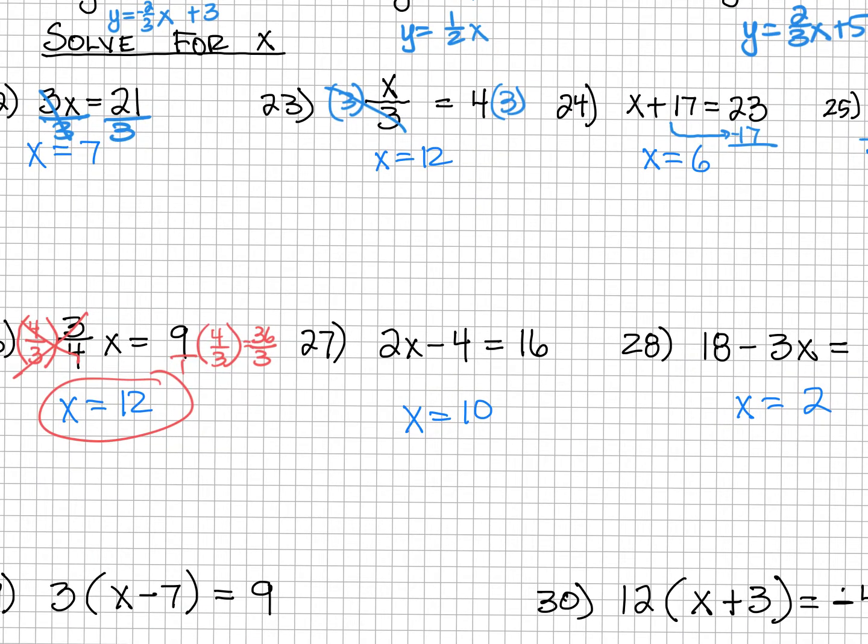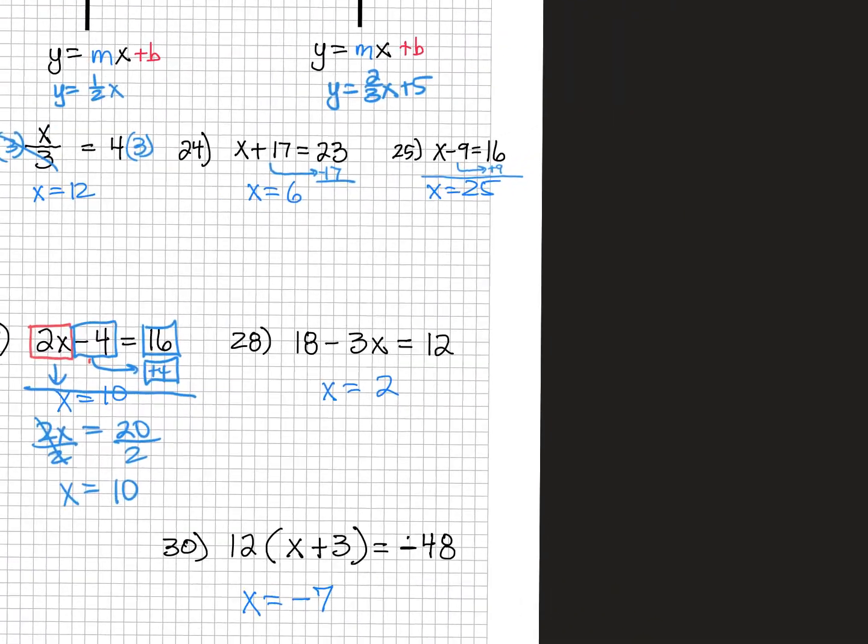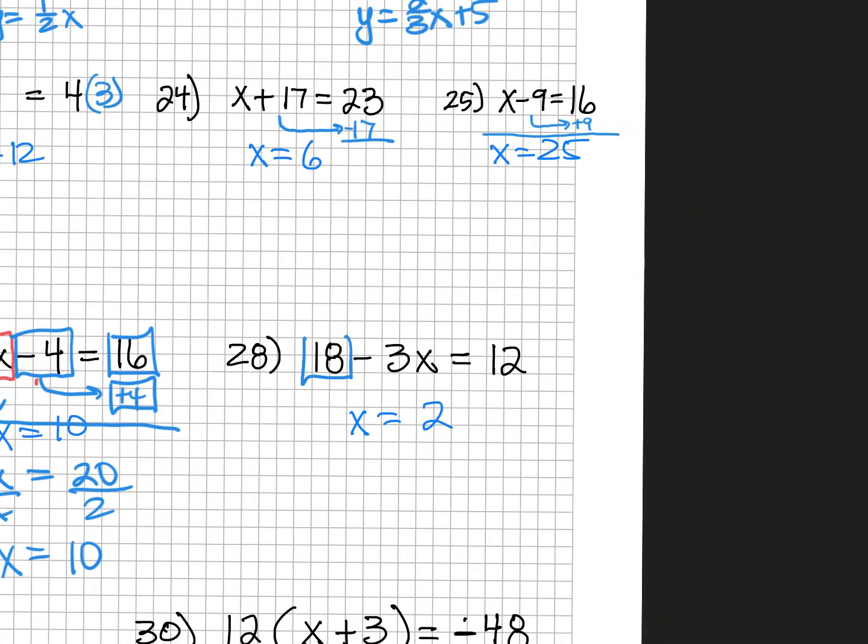All right, this one, if you wanted to make teams, that's cool. There's an x team. There's a number team, a constant team. We're going to move this over here and make it positive 4. So I'm going to write over this. The 2x comes down. We get 2x equals 16 plus 4 is 20. Divide by 2, x equals 10.